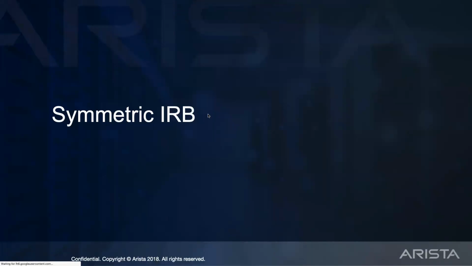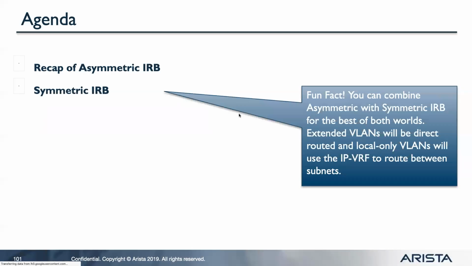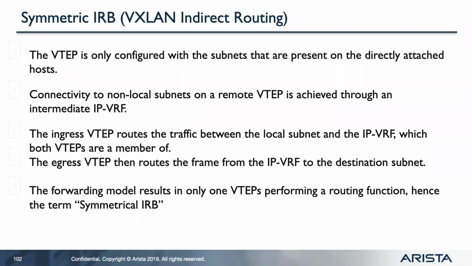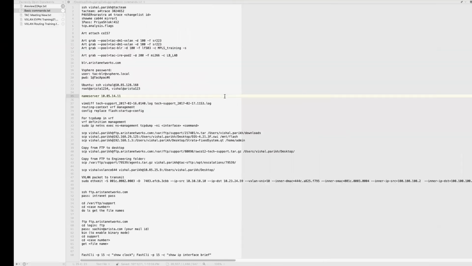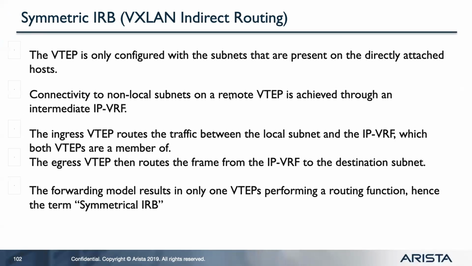So symmetric IRB is nothing but VXLAN direct routing. Many times you can combine asymmetric and symmetric IRB together, so that is also possible. So let's first understand what is symmetric IRB.